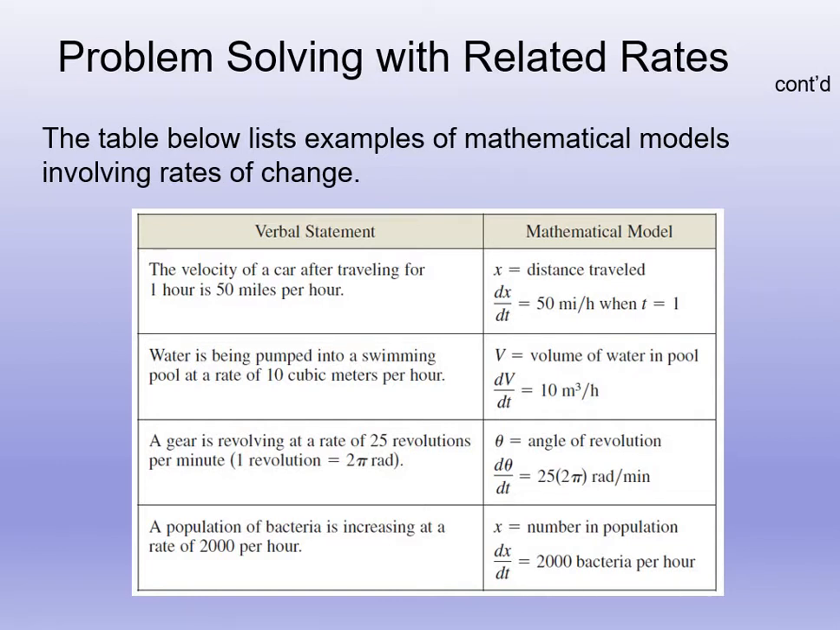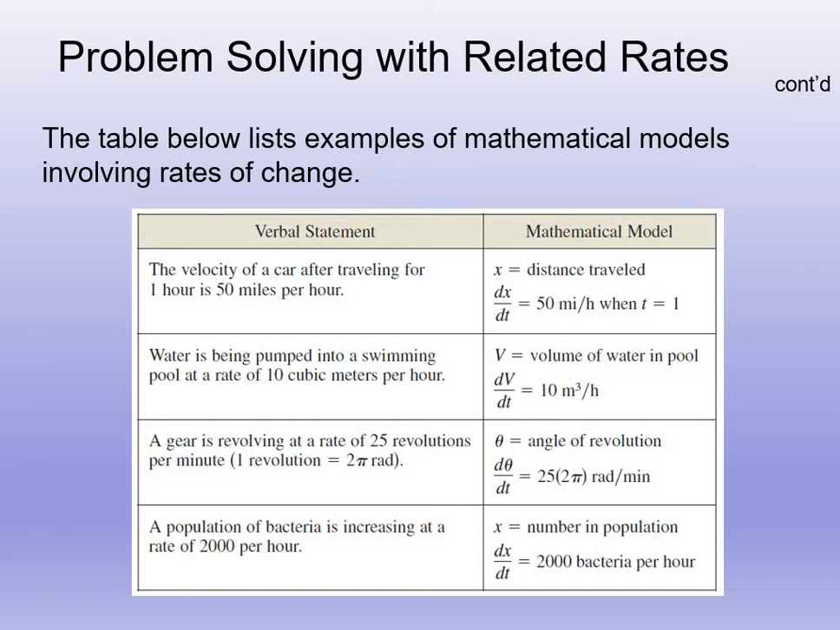All right, water is being pumped into a swimming pool at a rate of 10 cubic meters per hour. Cubic meters tells us it's a volume, so that's our dV dt. That's the volume that's being filled in, 10 cubic meters per hour. And then it depends on the size, what shape the pool is. If it's a circle versus something that's rectangular, that would change the equation for that one.